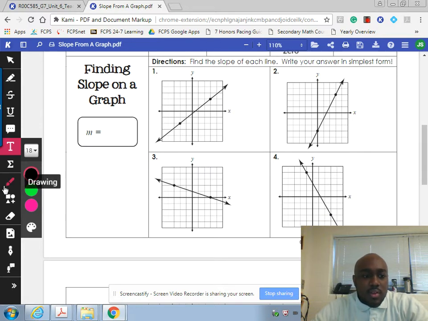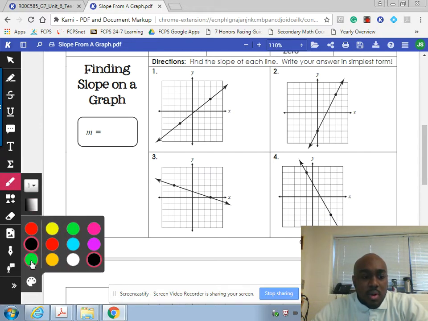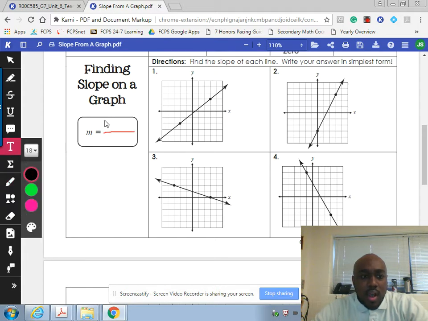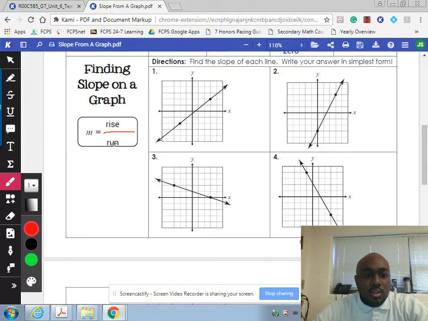So with that being said, let's go ahead and do a couple of examples. Our first example is going to be number 1. Remember, slope is a ratio, and that ratio is rise over run. It's always rise over run. So with that being said, let's do an example.